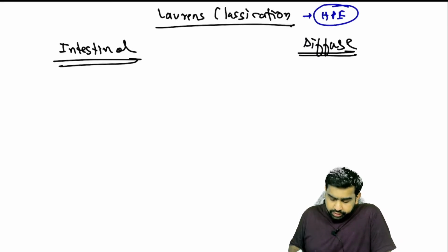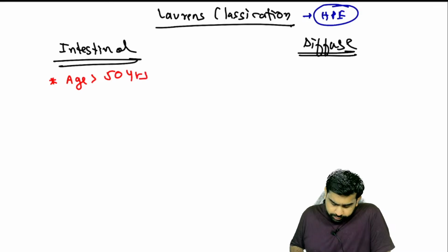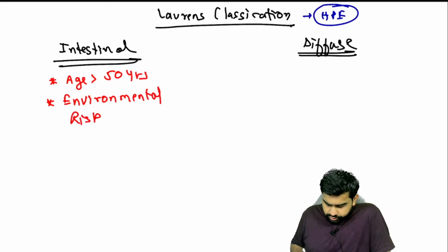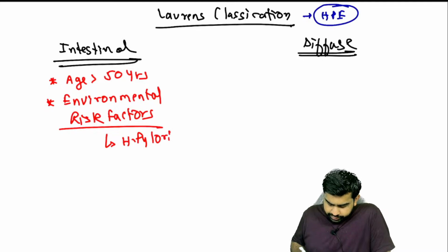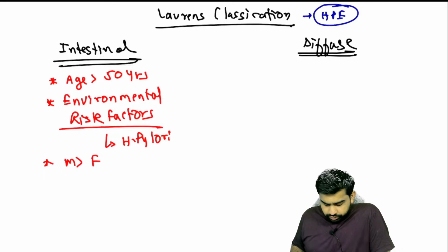So what are the characteristics of the intestinal type of the gastric cancer? They occur in the elderly population, so more than 50 to 60 years of age. They have environmental risk factors like H. pylori. They are more common in the males as compared to the females. Yeah, these are the things.